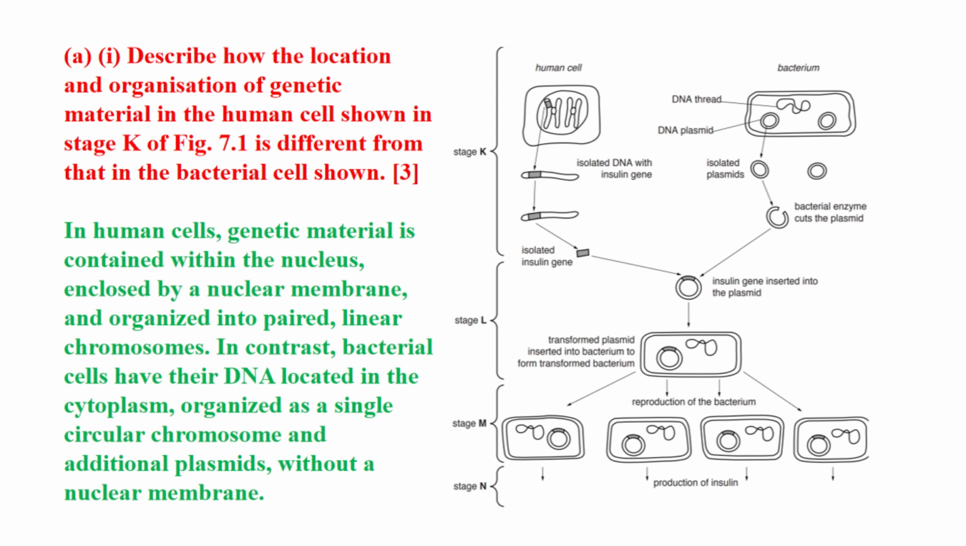In human cells, genetic material is located within the nucleus, which is enclosed by a nuclear membrane. This DNA is organized into paired, linear chromosomes. Conversely, bacterial cells have their DNA located in the cytoplasm, organized as a single circular chromosome along with additional plasmids, and lack a nuclear membrane.